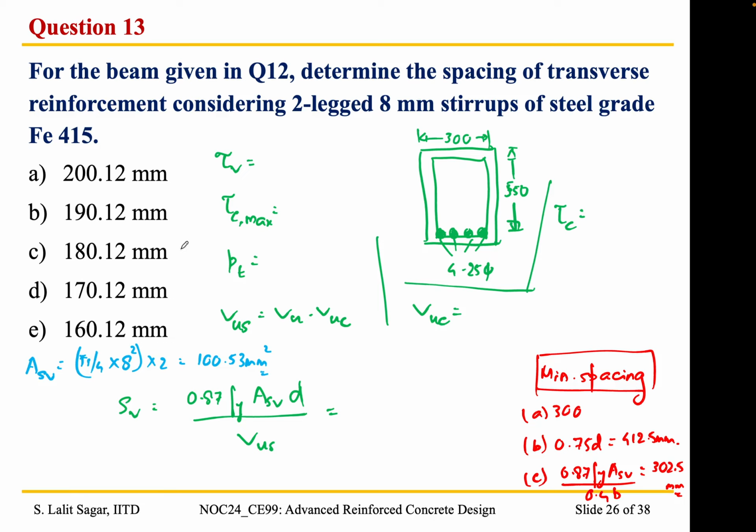So tau v is given by Vu by bd. So what is the answer for tau v? Yeah, let me tell the answer first. So option D is right. So what would be the value of tau v? Okay, so it has to be 1.336 MPa.